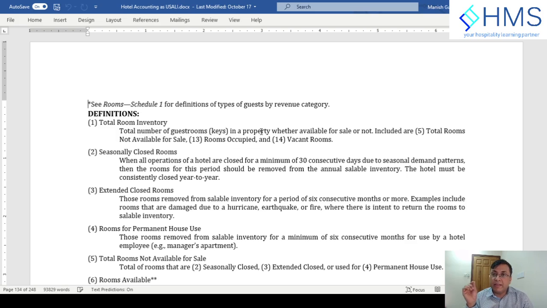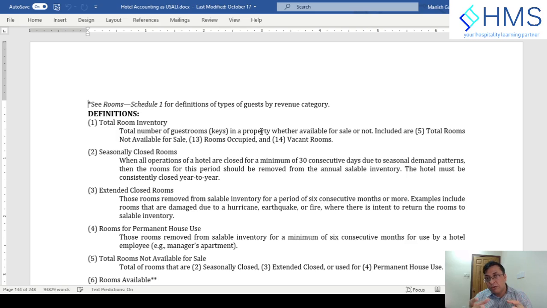Now, that is the one part of the total rooms which is not available for sale. Now, the second category is extended closed rooms. Now, what is the meaning of extended closed rooms? Sometimes a hotel is doing a renovation. In that case, it is removed from the inventory only when the closure is more than 6 months. For example, maybe it is damaged because of a hurricane, earthquake, or there is any other reason when the rooms are out of the inventory. Hotels normally have out of order rooms, right?